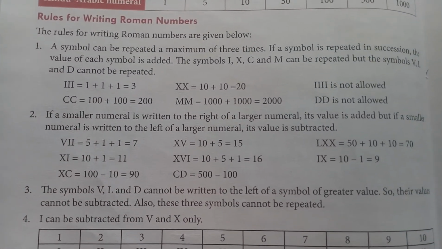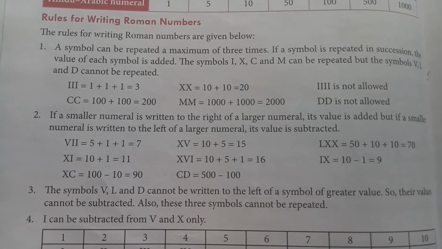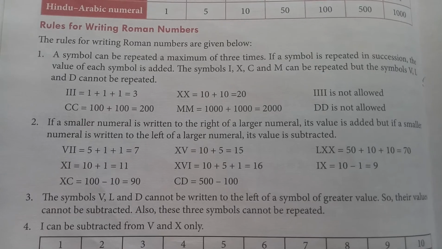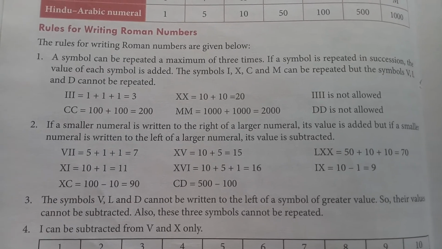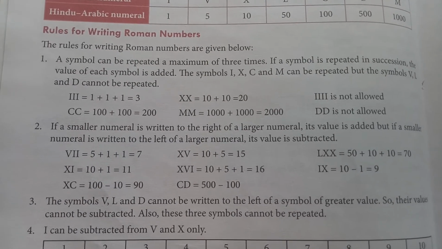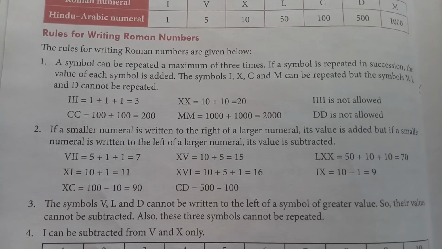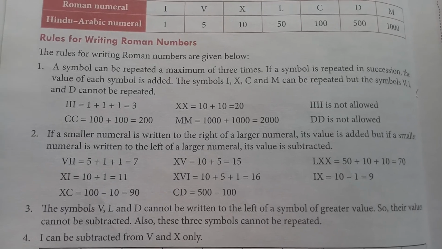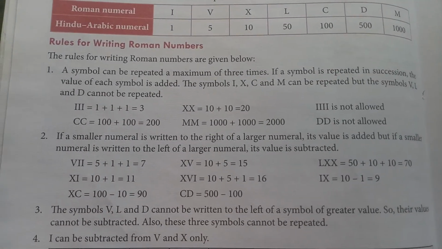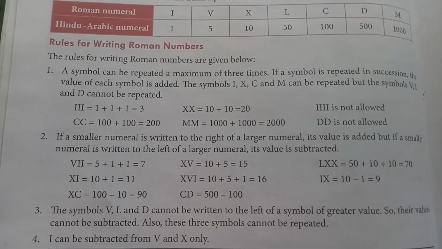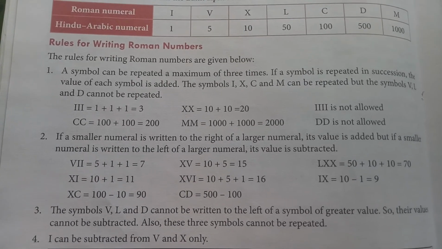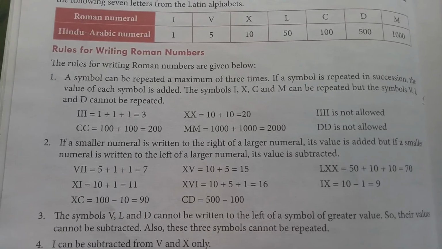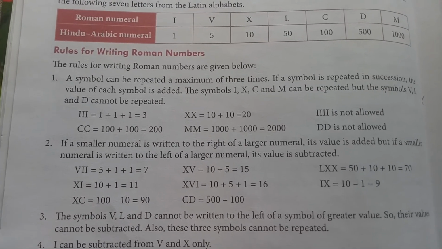Rule number 3. The symbols V, L and D cannot be written to the left of a symbol of greater value, so their value cannot be subtracted. Also, these 3 symbols V, L and D cannot be repeated. For example, for number 10, we cannot note down VV.